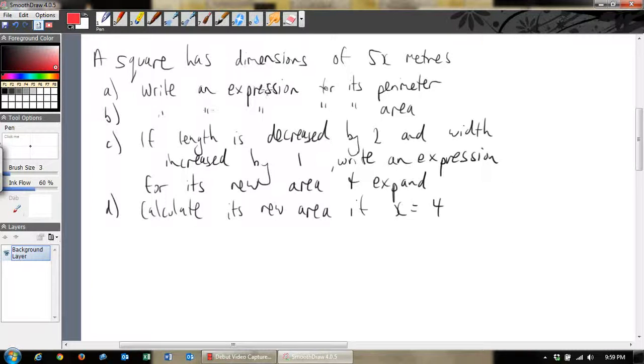Here's the question. A square has dimensions of 5x meters. A, write an expression for its perimeter. B, write an expression for its area. C, if the length is decreased by 2 and its width increased by 1, write an expression for its new area and expand. And finally, calculate its new area if x is equal to 4.